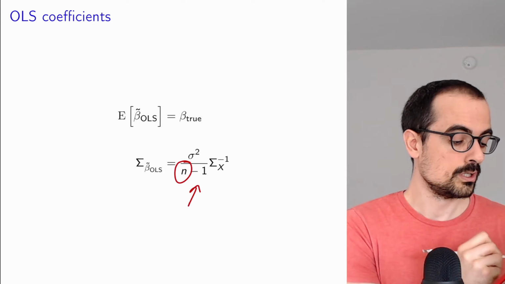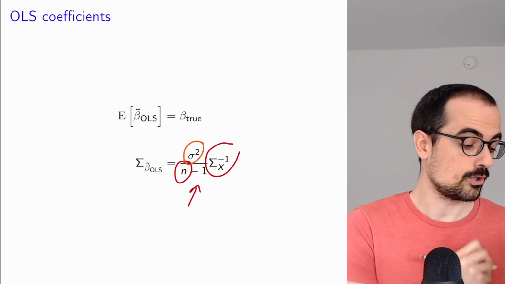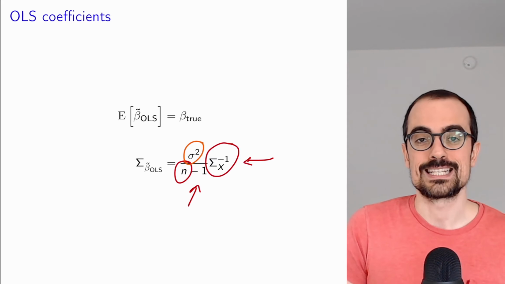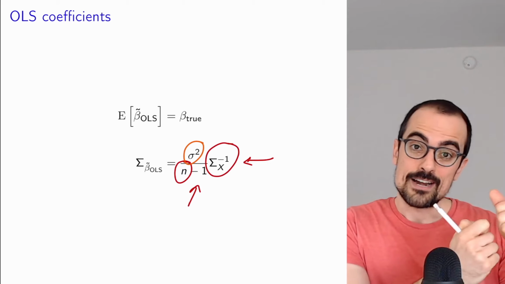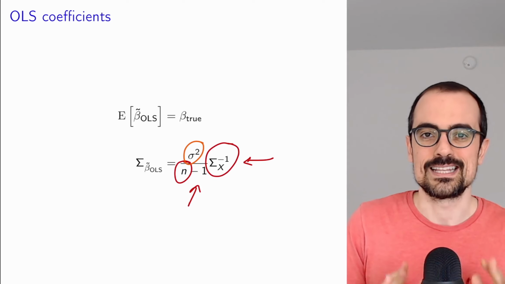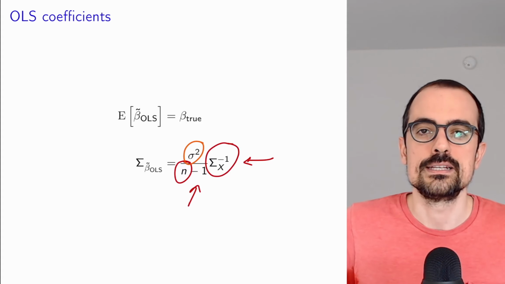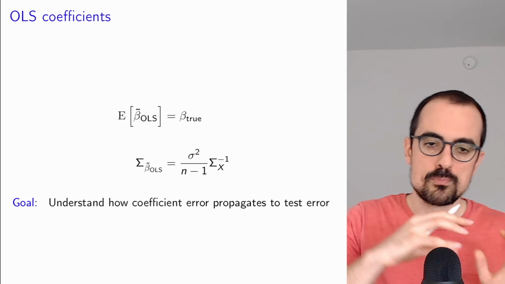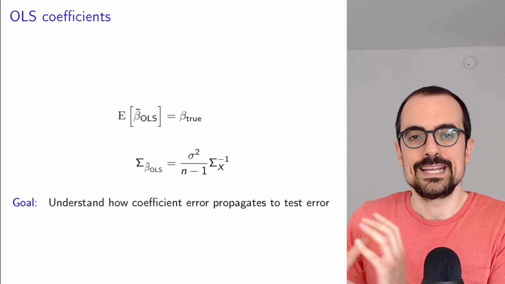It's proportional to the variance of the noise, which makes a lot of sense. And then it's also proportional to the inverse of the covariance matrix of the features. As a result, in directions where the features have low variance, the variance of the coefficients explodes, producing a lot of coefficient error. We already studied that in our video on coefficient error. Now we're going to see how this is reflected in the test error. We want to understand how the coefficient error propagates to the test error, to how well we can approximate the response in test data.